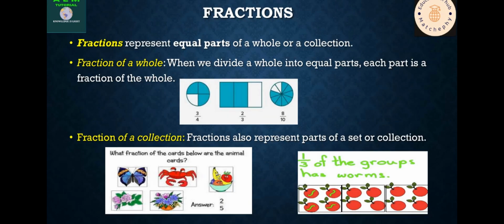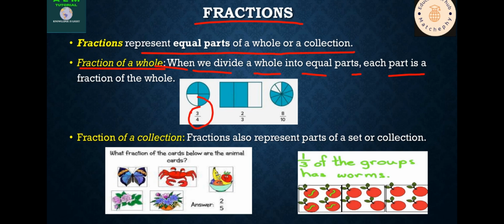Now let's understand fractions. Fractions represent equal parts of a whole or a collection. Now fraction of a whole: when we divide a whole into equal parts, each part is a fraction of the whole. For example, you can see here we have divided the circle into 4 equal parts. Out of 4 equal parts, we have shaded 3 parts. So its fraction is 3 out of 4. This is 3 by 4. Similarly, this is 2 by 3. We are finding the fraction for the shaded part out of the total equal parts. Here we have 8 by 10.